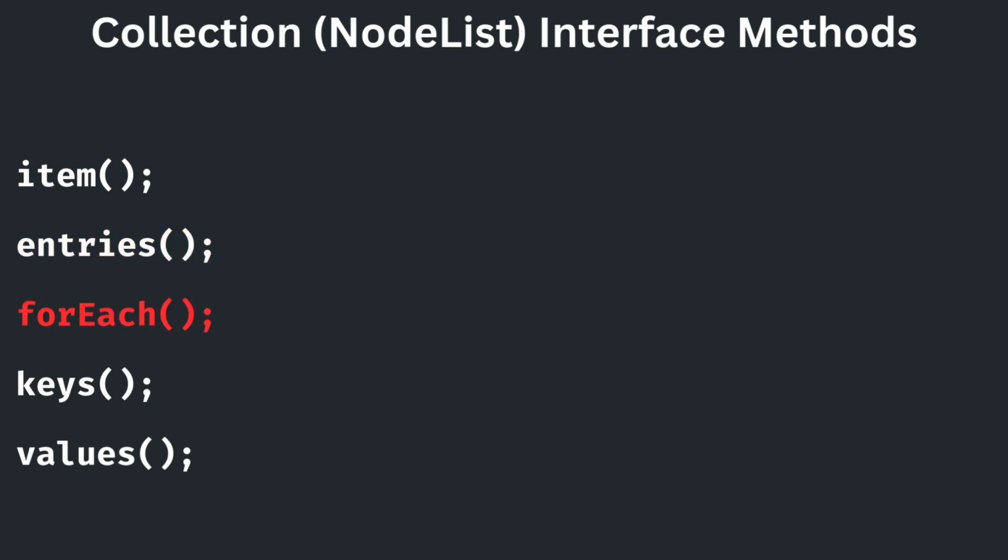forEach calls a function for each element in a node list. keys returns an iterator allowing to go through all keys contained in the node list. Finally, values returns an iterator allowing to go through all values contained in the node list.